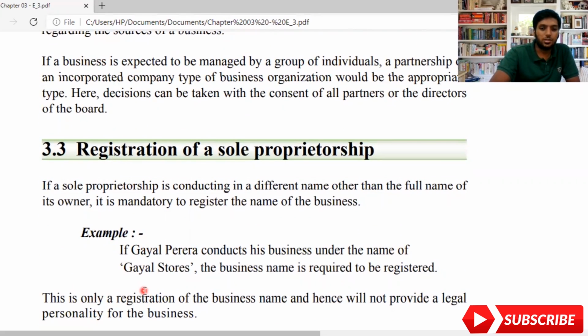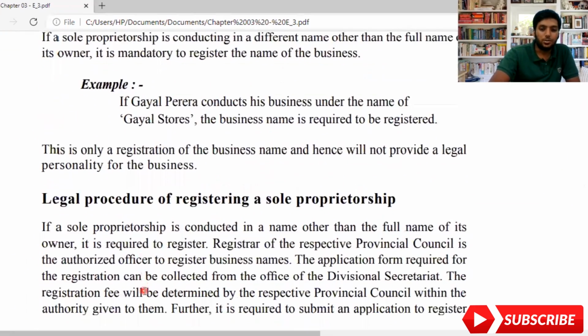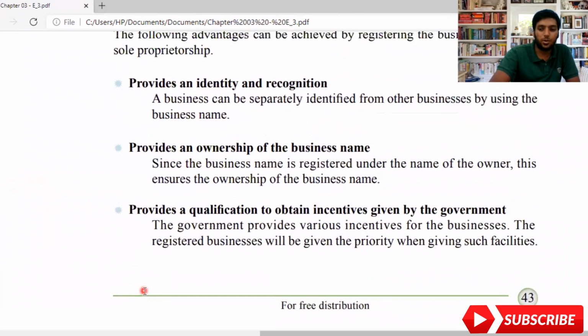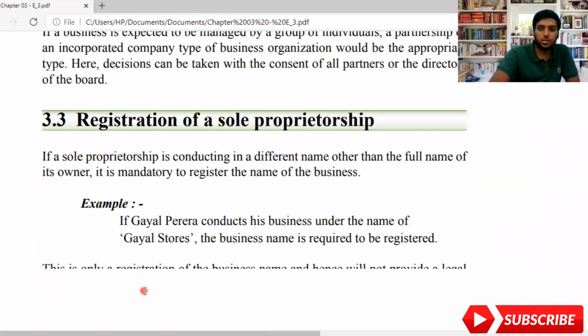So it's a very important area when it comes to registration of a sole proprietor. How do they make this registration? Normally, this is a very important area which I have seen in exams. So I'm going to read this whole part because it's very, very important. So without wasting our time, let's move on to this area.